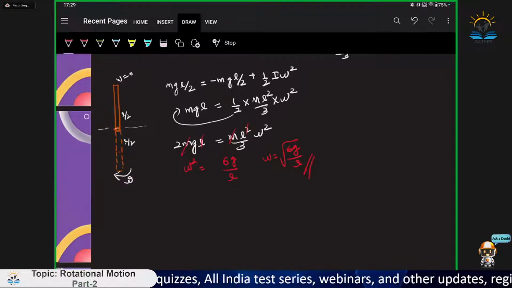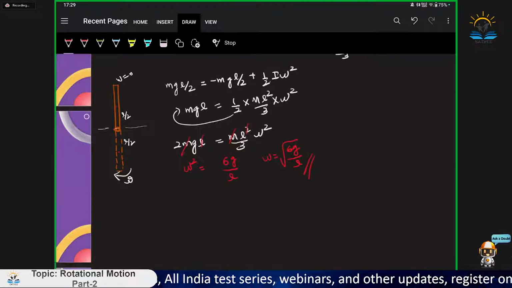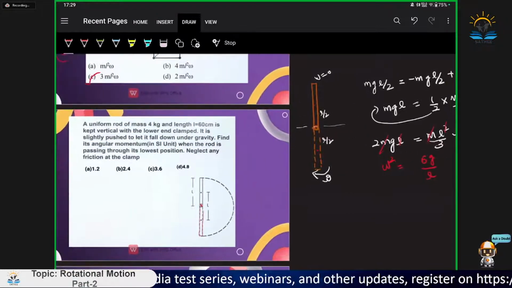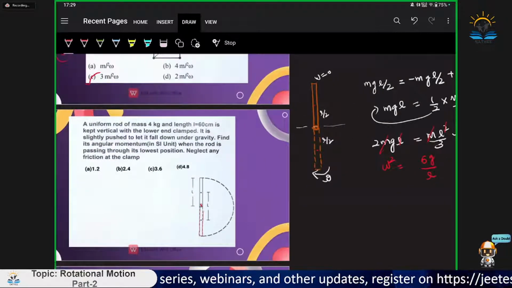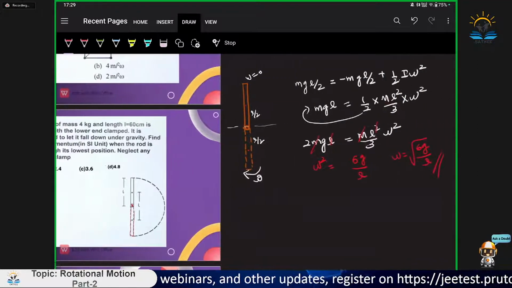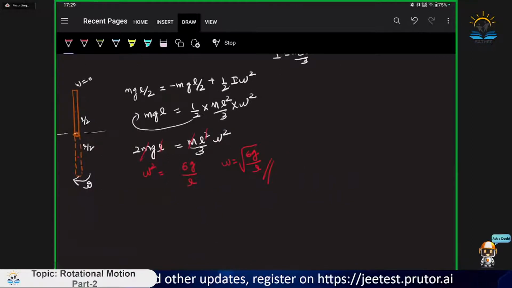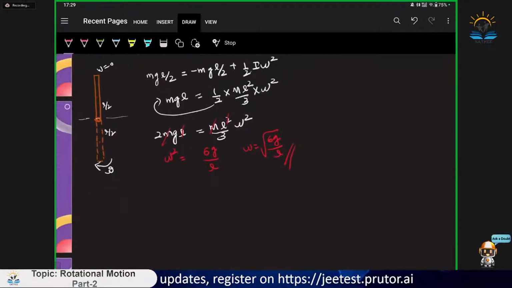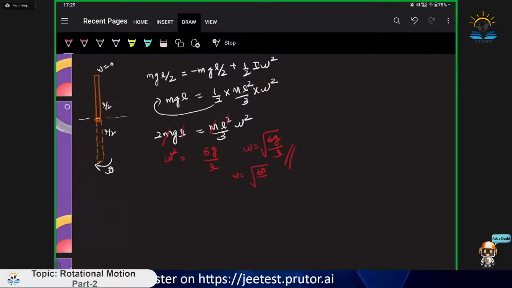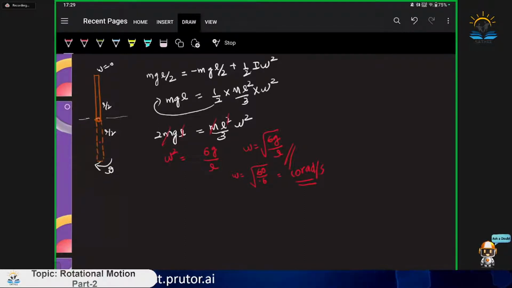Root of 6g by L. And we are given g as 10, and the length of the rod is 60 centimeter. 60 centimeter means 0.6 meter. So omega will be how much? Omega will be root of 60 upon 0.6, that is root of 100. It is 10 radian per second, right? 60 by 0.6 is 100. Root 100, 10 radian per second.